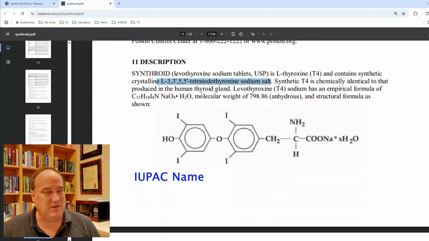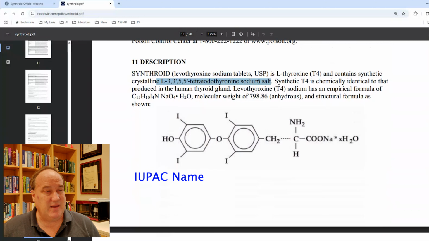Now, what does that all mean? Well, thyronine is the main drug, so that's probably the main compound. And then tetraiodo means we have 4 iodines as substituents on the ring. And the 3, 3', 5, and 5' tells you the substituent numbers of where they are on that ring, right?